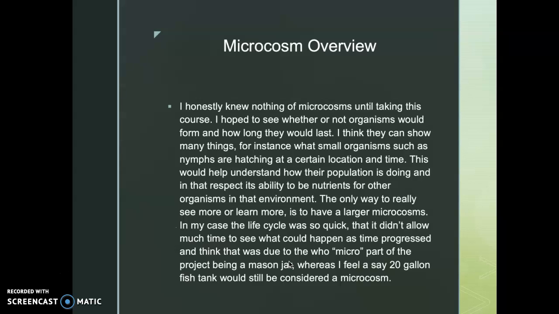And this could also help us understand their population, how it's doing, and in that respect, its ability to be nutrients for other organisms such as trout, and how that affects their populations. The only really real way to see more or learn more is to have a larger microcosm. In my case, the life cycle was so quick it didn't allow me much time to see what could happen in a larger time frame. And I think that's due to it being so micro, that I used a mason jar. I still think that something like a 20-gallon fish tank would be considered a microcosm.